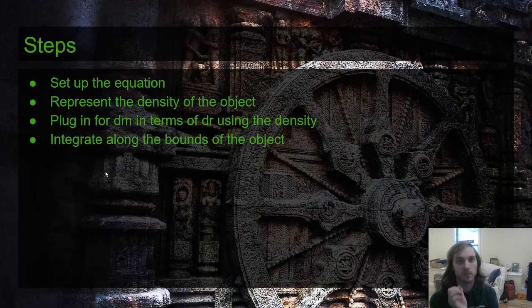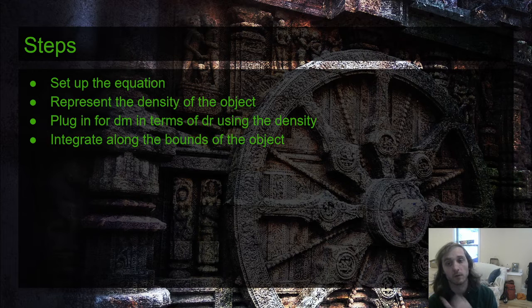Okay, so the steps that we went through for all of those. You're setting up your equation with m r squared. Once you've set up your equation, you're representing the density of the object by putting the total mass of the object divided by the total size of the object, be that L if it's just a rod, or base times height if it's a rectangle, something like that, and you're using that to represent the density of your object.